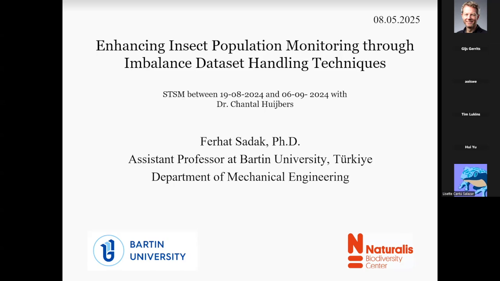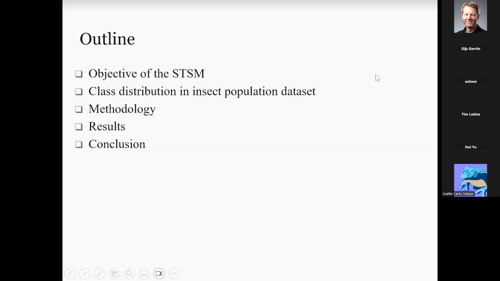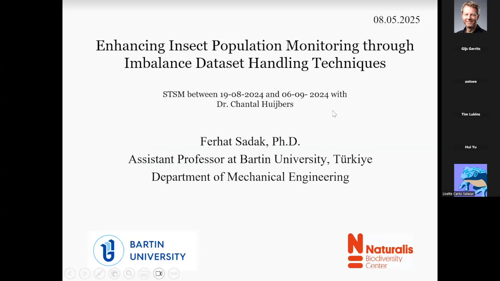Today, I'm going to talk about enhancing insect population monitoring through imbalanced dataset handling techniques. The STSM that I conducted was with Chantal Neighbours from Naturalis Biodiversity Center.